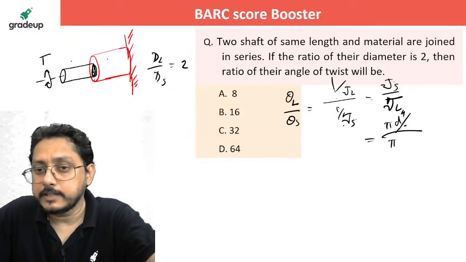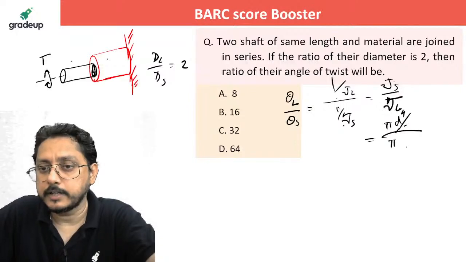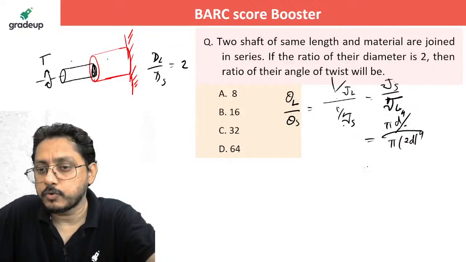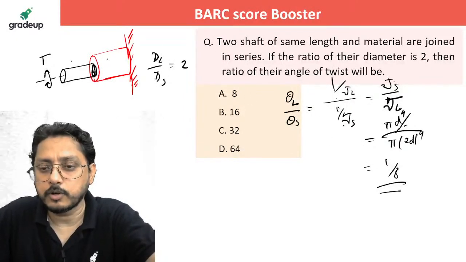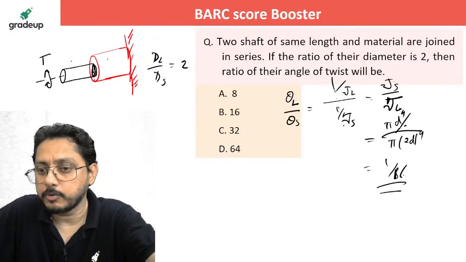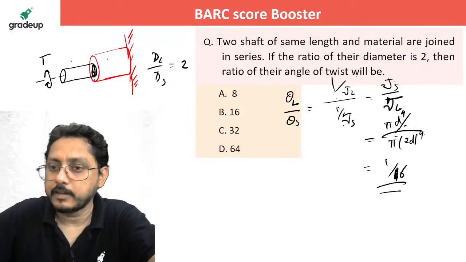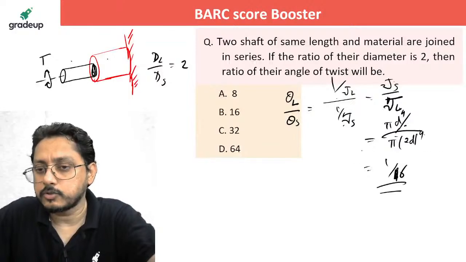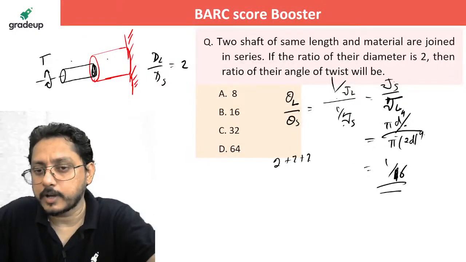For the larger one, if it is on the downward side, it will become twice the diameter raised to 4. It is 1 by 8? Which one is up and which one is down? 2 twos are 4, 4 fours are 16. I think 16 will come, no? So 1 by 16. That is the ratio. 2 raised to 4 will come out as 16, so 1 by 16.